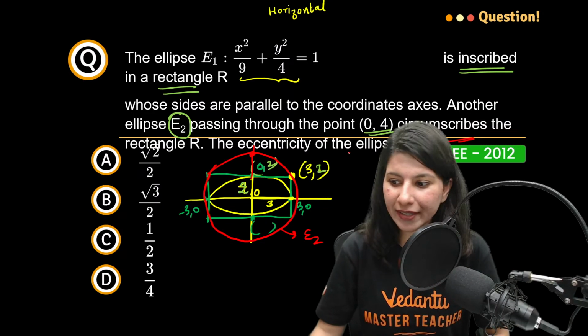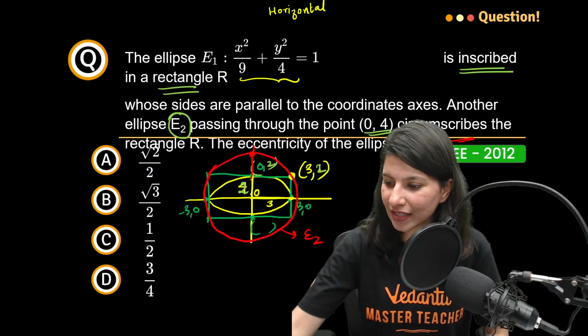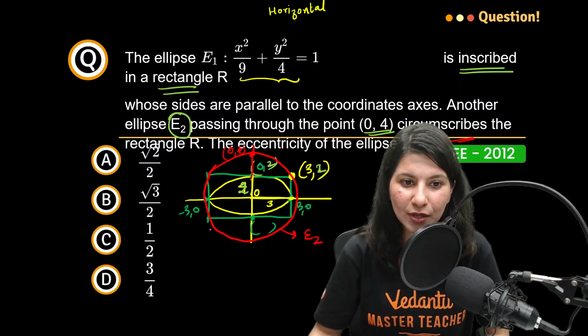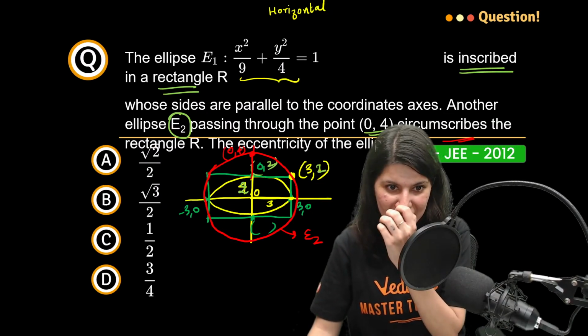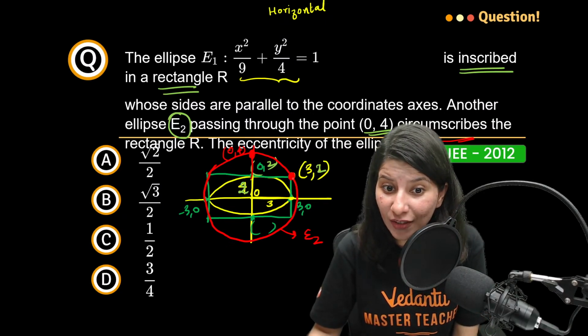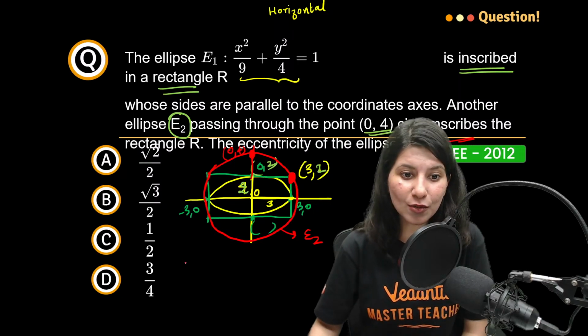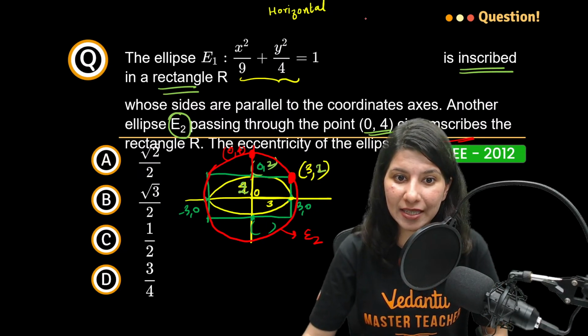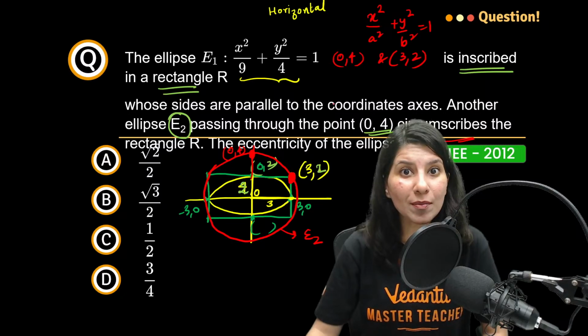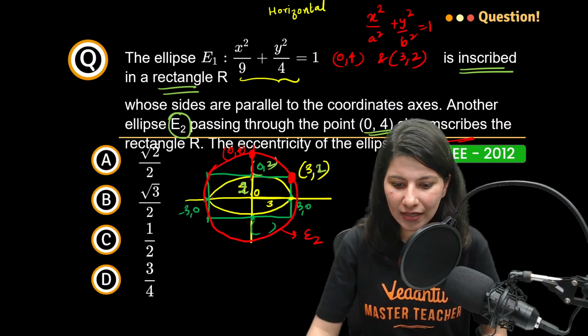Alright. Now we are looking for the eccentricity of E2. And this is passing through 0, 4. So clearly this ellipse passes through 2 points. Can you see? This ellipse is passing through 0, 4 and 3, 2 as well. So my ellipse, x square by a square plus y square by b square equals 1, passes through 2 points, first 0, 4 and second 3, 2. So I just need to satisfy them one by one. Let's do that.